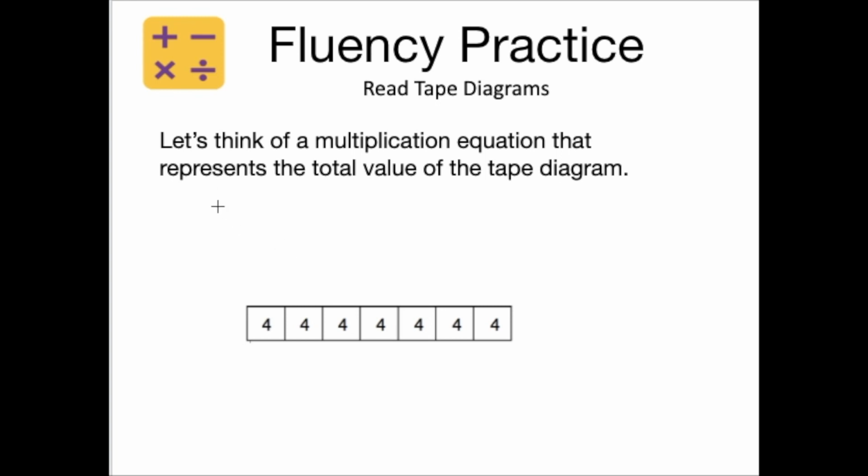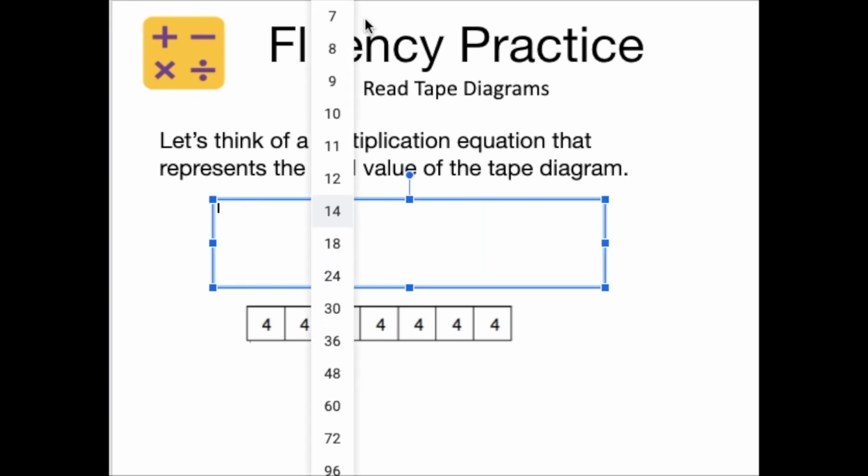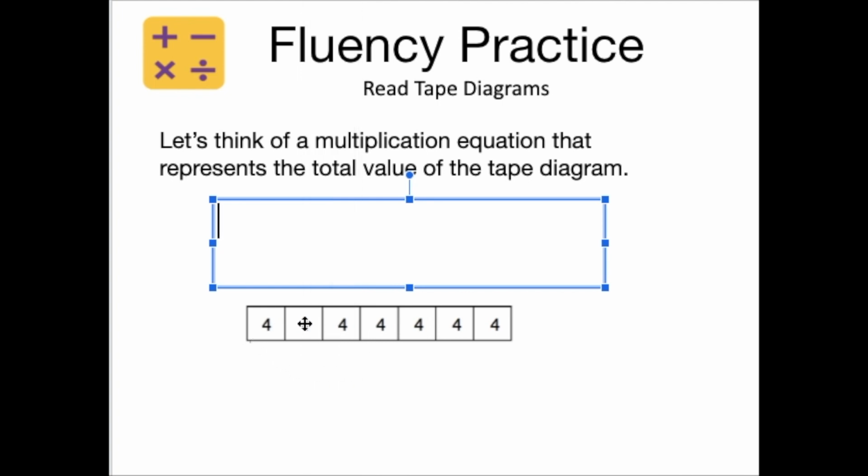So first, how many parts are in my tape diagram? I see 1, 2, 3, 4, 5, 6, 7 parts. I see 7 parts in my tape diagram. Each part is represented by the number 4. So it looks like I have the equation 7 times 4.